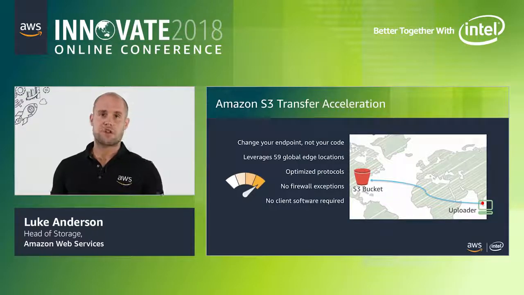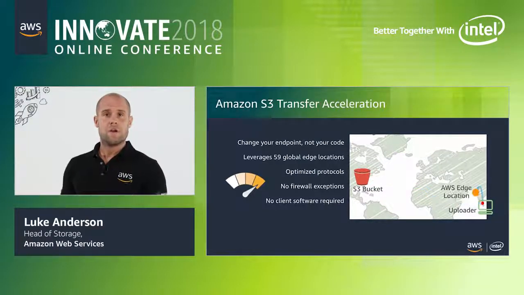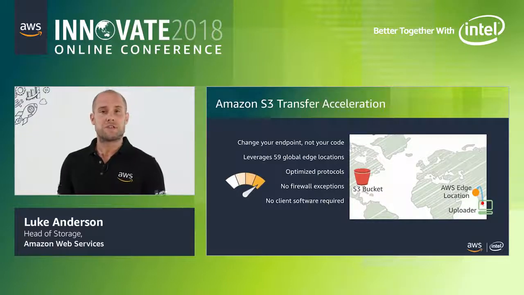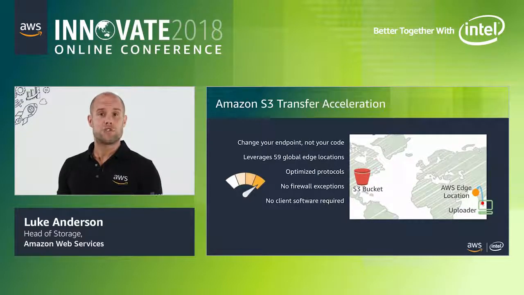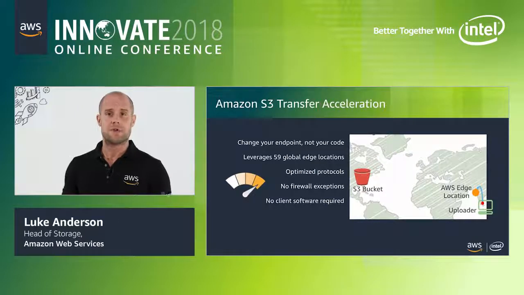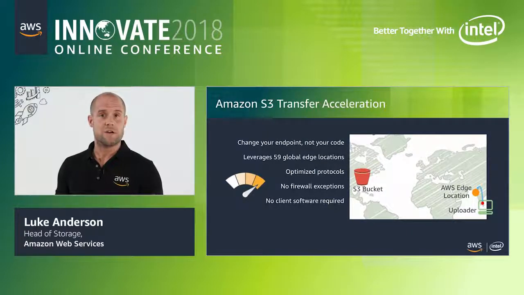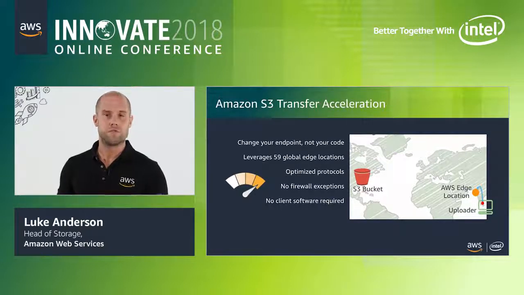So S3 Transfer Acceleration is a way for you to get around those issues of going over the internet. The way it works is the client makes a connection to one of AWS's edge locations that is part of the global Amazon network. In this case, they're connected to an edge location that's inside of India. So now instead of a connection that is hundreds of milliseconds, it's significantly reduced.